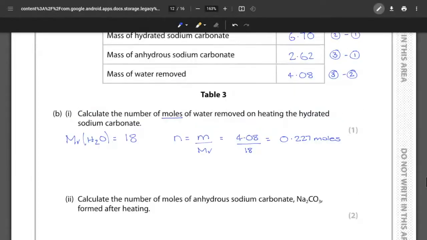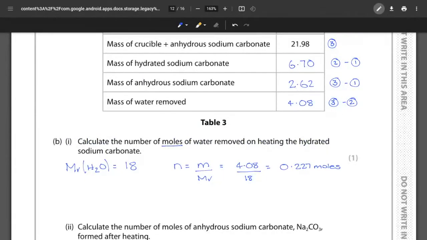If you are unlucky enough to get the first part wrong and you get the wrong mass of water, you will get a transferred error here. So you will lose the mark in part A, but not in part B, as long as you use the number correctly.